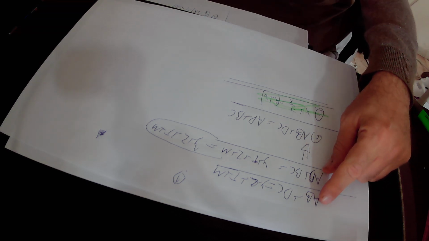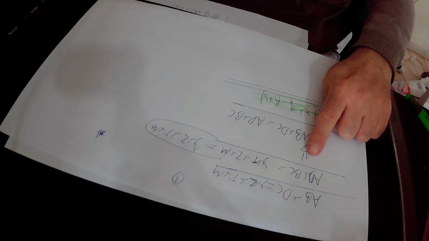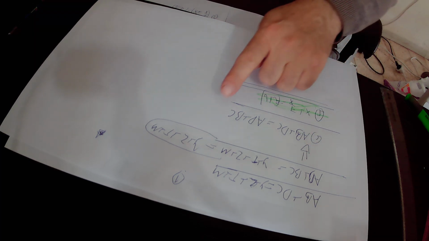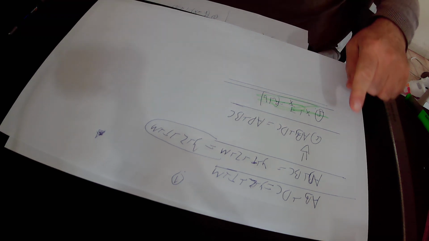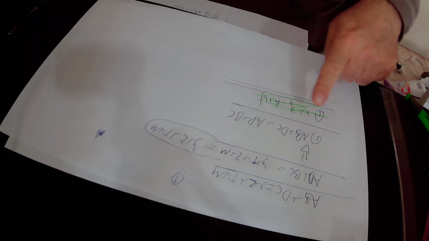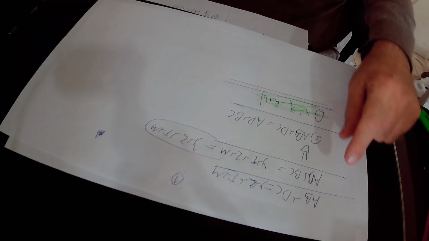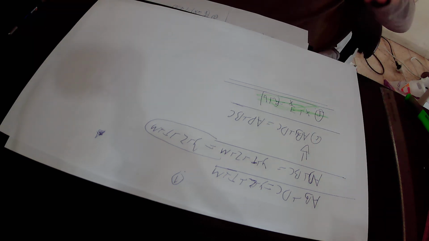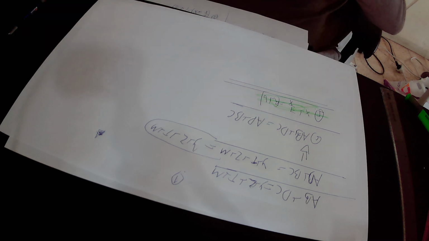Those two expressions, AB plus DC and AD plus BC, are both equal to the same third expression, Y plus Z plus T plus M, and therefore they must be equal to each other. That is to say, AB plus DC equals AD plus BC. Again, those two expressions are equal to each other. So according to equation 1, AB plus DC equals AD plus BC.